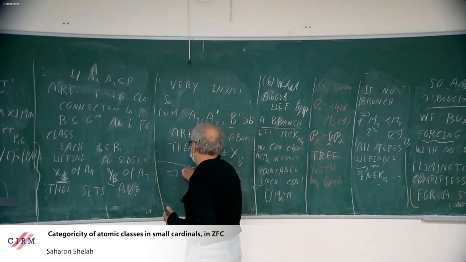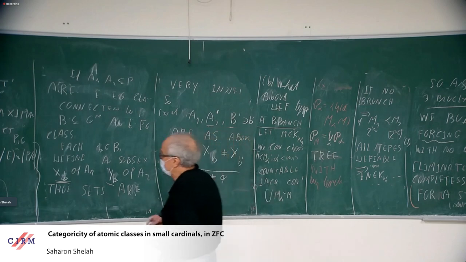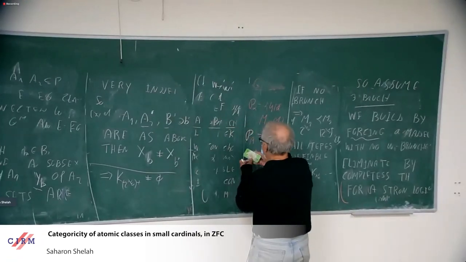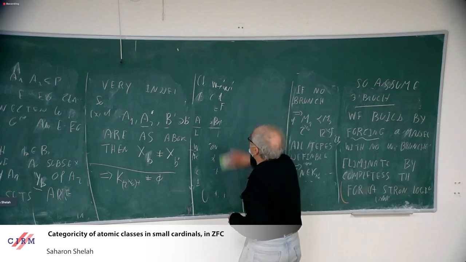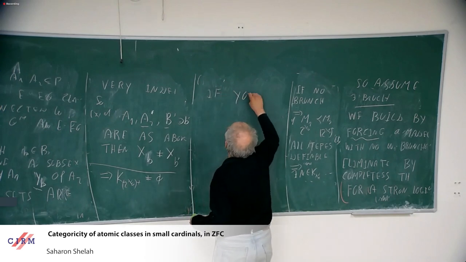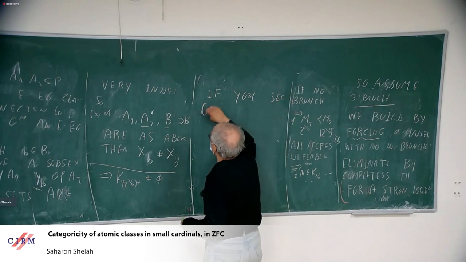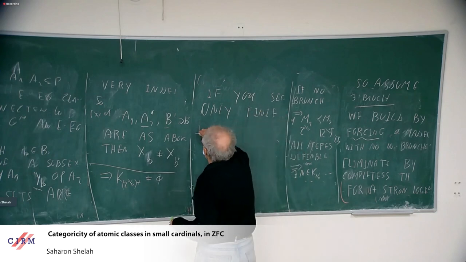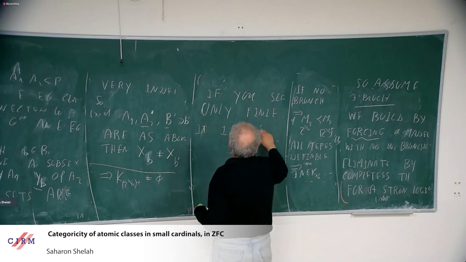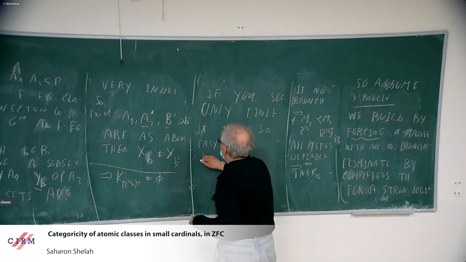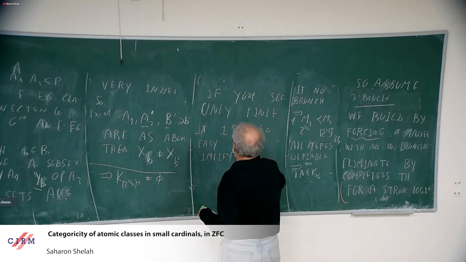This implies empty. On the other hand, if you look at the picture with finite binocular, you see only finite, it is so easy. Martin's axiom implies categoricity.